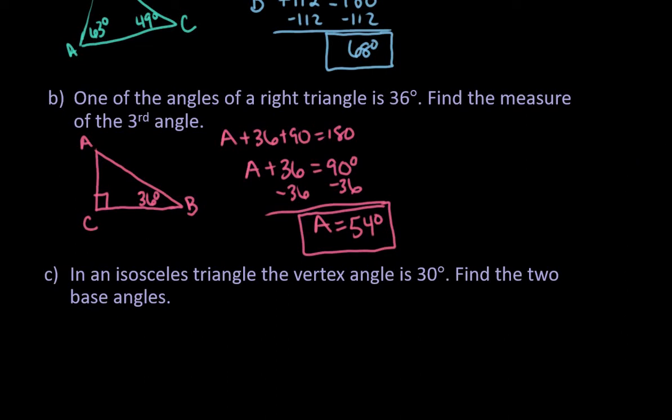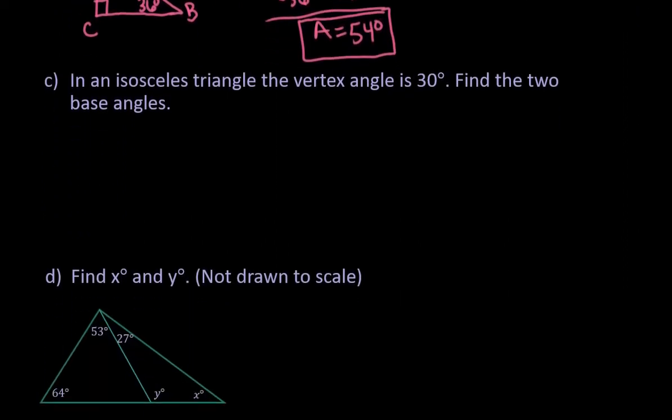Okay, moving on to the next one. This time it tells us that we have an isosceles triangle. And if you recall with an isosceles triangle, that tells us that two sides are going to be equal, which means that the angles across from them are also going to be equal. So they told us that the vertex angle is 30 degrees, and we want to find these two down here. So if you wanted to, you could use a variable and say that this is x and then this one is also x.